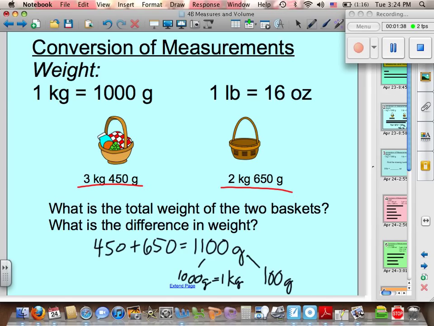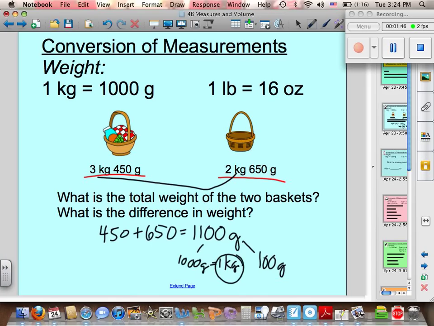grams. So now when we add together the kilograms, we know 3 plus 2 equals 5, plus this extra kilogram we just found will give us 6 kilograms, and then we had 100 grams left over. So our answer to the first question is 6 kilograms, 100 grams.